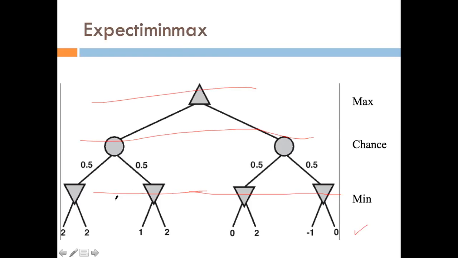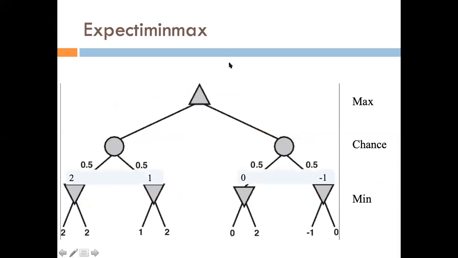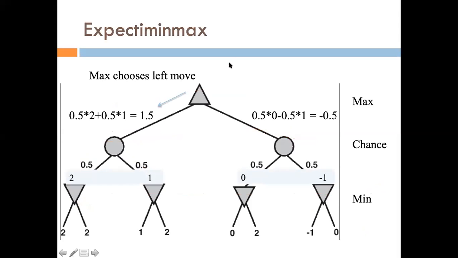So in this particular example, the minimum of the two will be 2 here, the minimum of these two will be 1 here, the minimum of these two will be 0 here, the minimum of these two will be -1 here. So this is the min level, and then you calculate the expectations. The average expectations are calculated, and these nodes are evaluated, and then the maximum of the two is transferred to this max node. Okay, so this is how this is calculated.